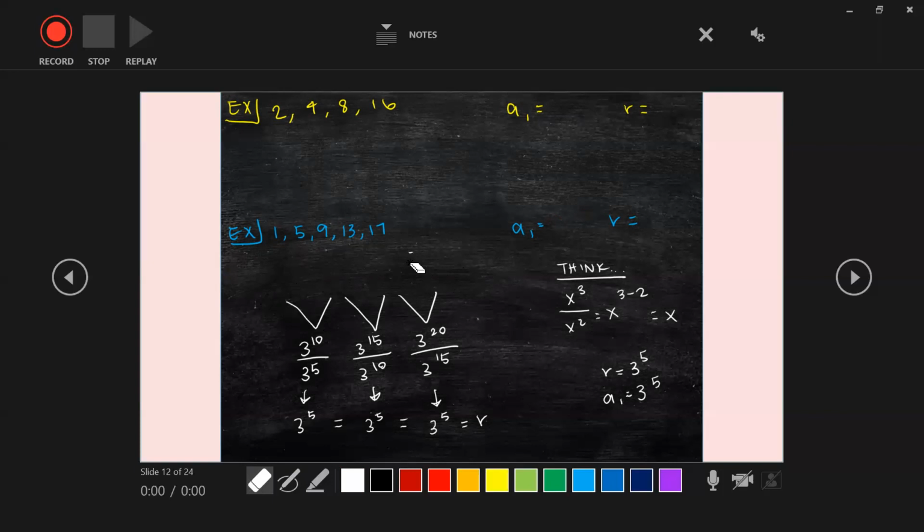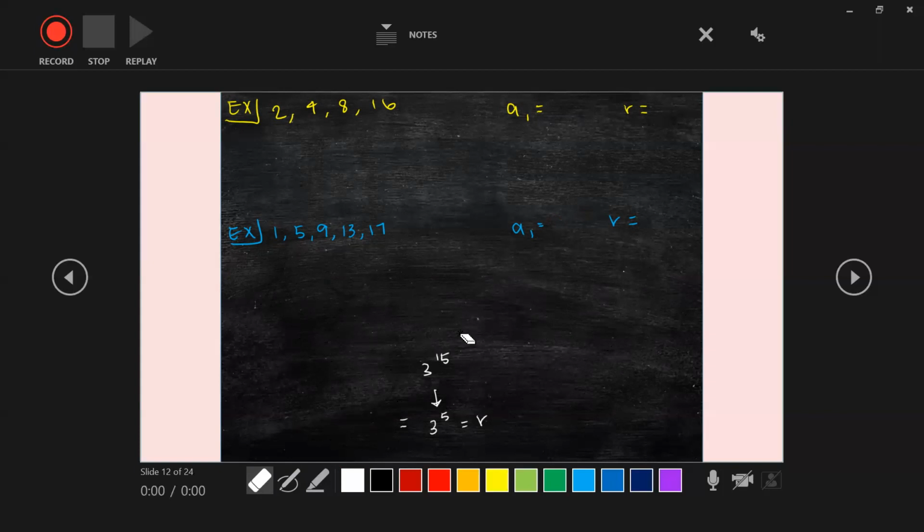And hopefully you guys are done writing this at this point, where you are going to have the example of 2 to the 3rd, 2 to the 7th, 2 to the 11th, and 2 to the 15th. And again, find a sub 1 and find r.